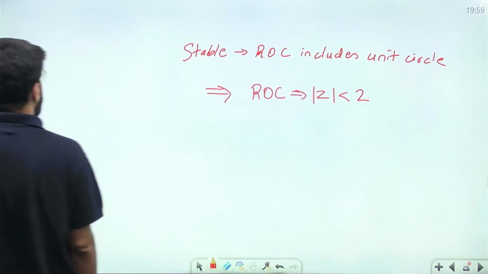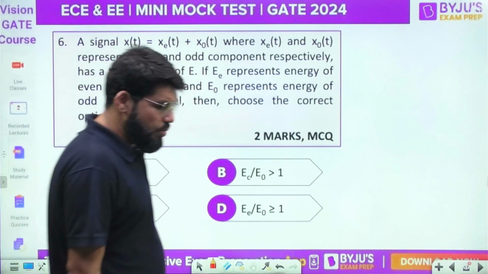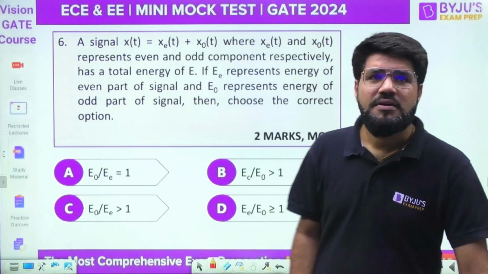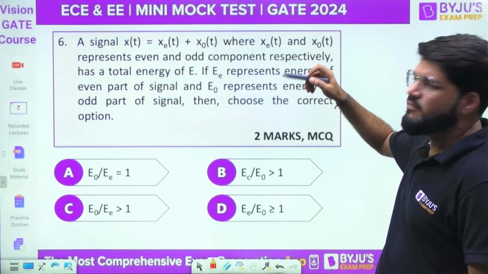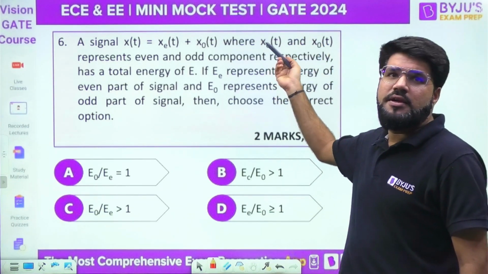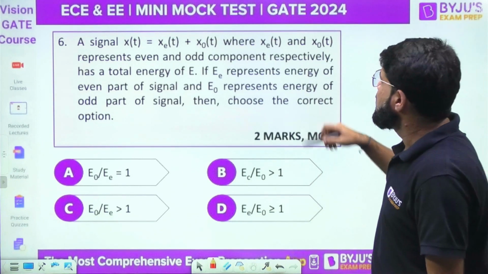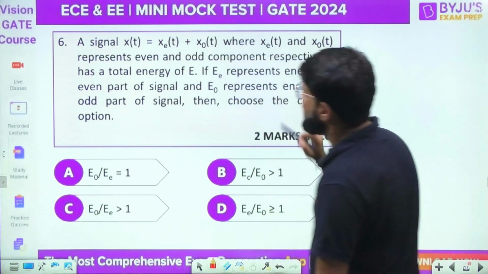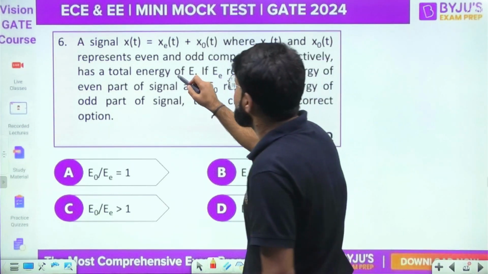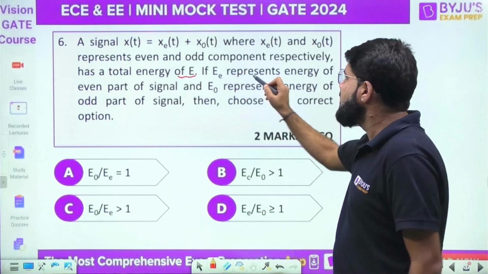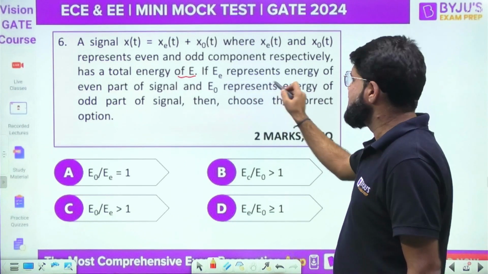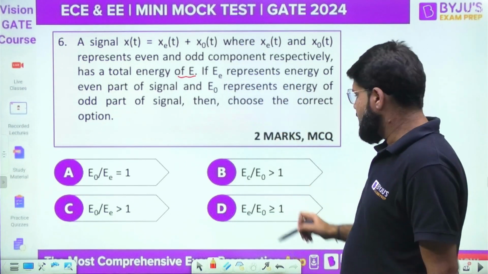Next one, the sixth one here, a 2 marks MCQ question on the basic analysis of energy, on the even and odd part. A signal x(t) has x_e(t) plus x_o(t). We decompose a signal into even and odd symmetric parts, where x_e and x_o are the even and odd components respectively, and the signal has a total energy of E. If E_e represents the energy of the even part and E_o represents the energy of the odd part, then choose the correct option.